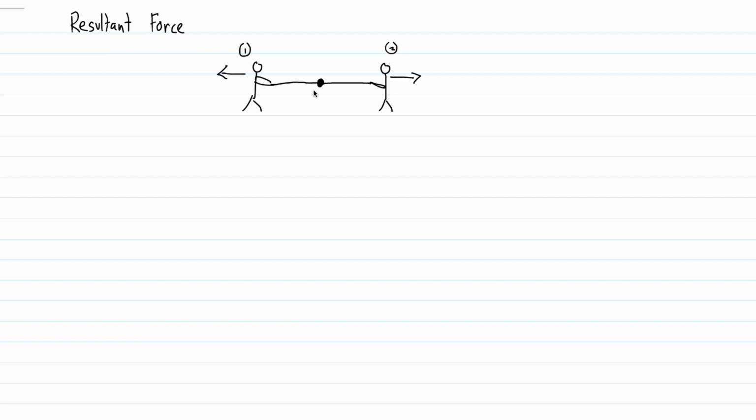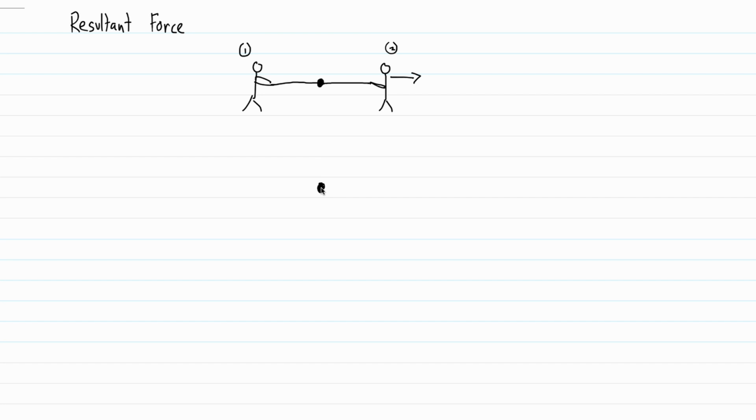Resultant force actually just says, in the most basic terms, who will win, because if person 2 is stronger, the object is going to move towards the right, but if person 1 is stronger, the object is going to move towards the left.